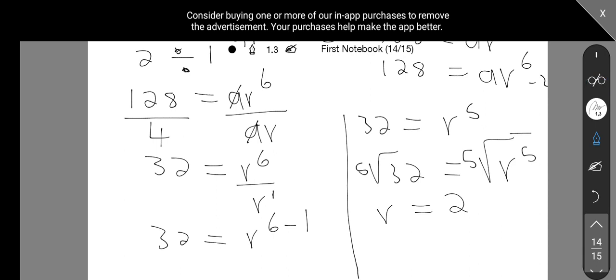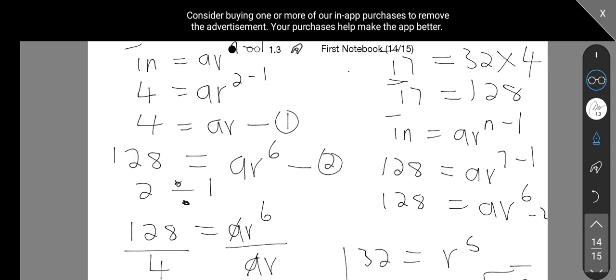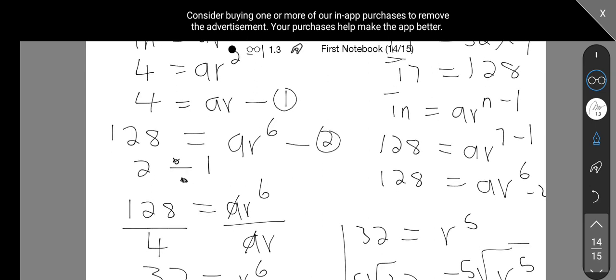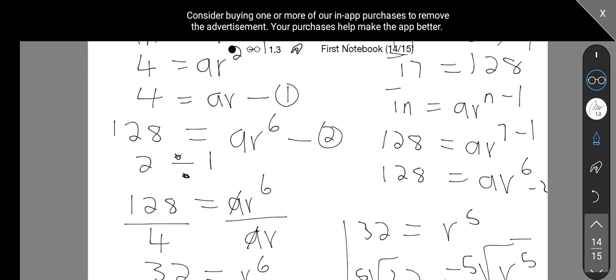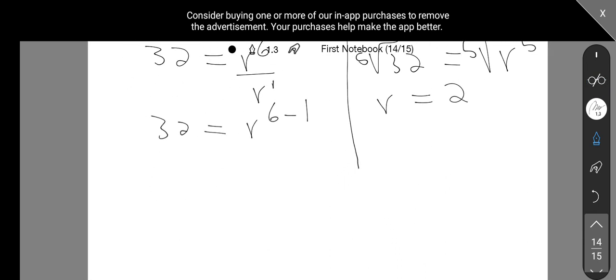So, we're going to plug r equal to 2 inside one of the equations, either 1 or 2. But equation 1 is more simplified. Remember that we said that equation 1 was 4 is equal to AR. So we're going to write it. Equation 1 goes as 4 is equal to AR.